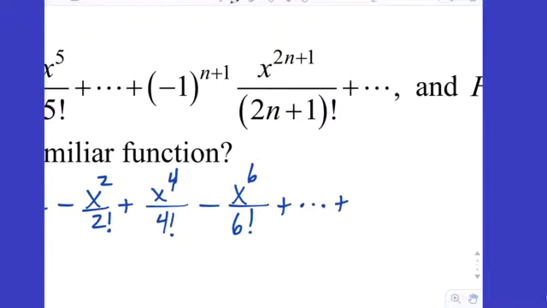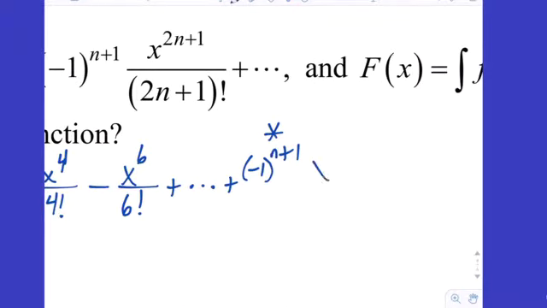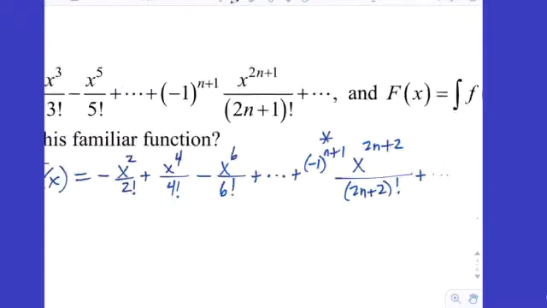And we can do the same thing with the nth term. So negative 1 to the n plus 1 with a little asterisk there. You always want to come back and check the alternator to see if the signs work out correctly. And I could do the same thing here. I could say that's x to the 2n plus 1, which makes it 2n plus 2, all over 2n plus 2 times 2n plus 1 factorial, which is 2n plus 2 factorial plus dot, dot, dot.